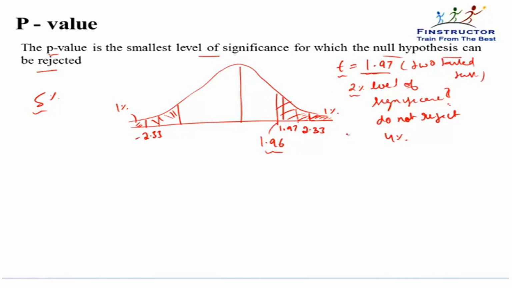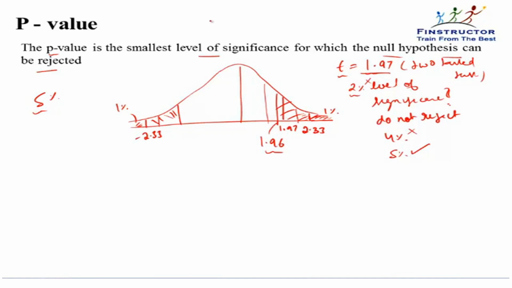So remember, the p-value is the smallest level of significance for which the null can be rejected. For 2%, it could not have been rejected. For 4%, it could not have been rejected. 5% is the minimum at which I can reject the null. Similarly, at 6%, 7%, 10%, I will be able to reject because the critical values will be further narrower. So if 1.97 was extreme, or if 1.96 rather was extreme, all lower values will also make me reject the null.